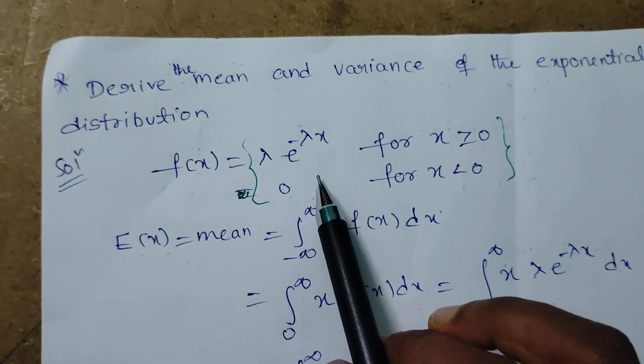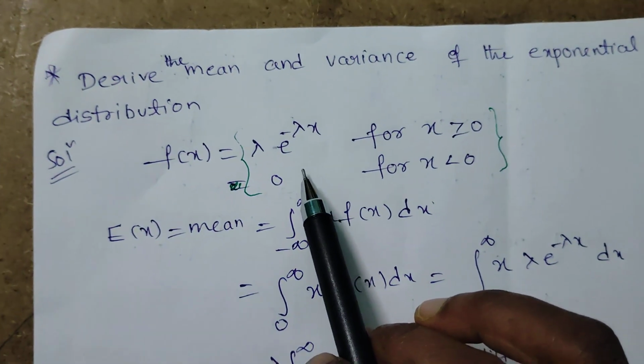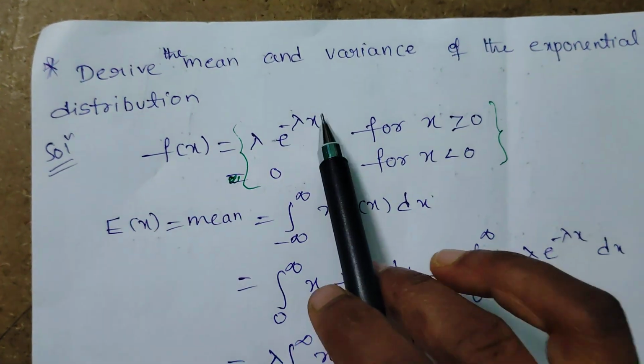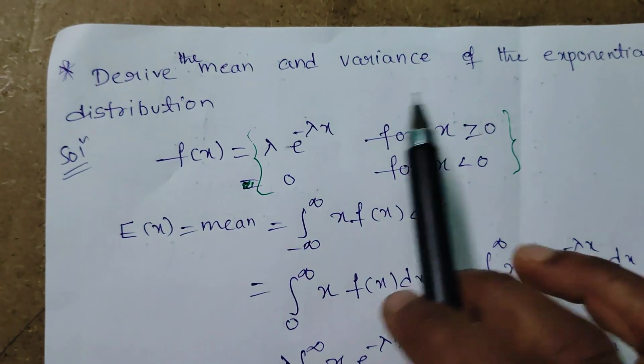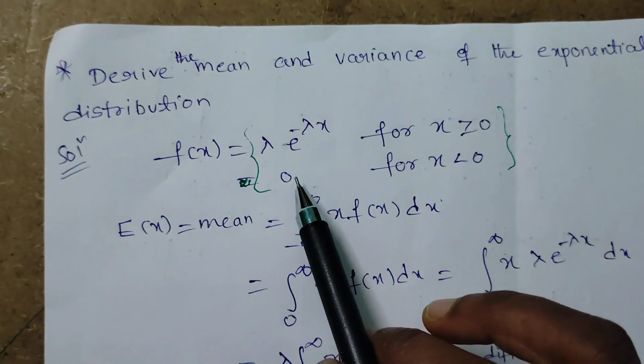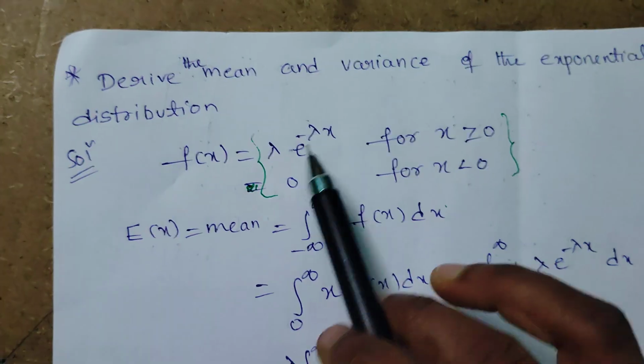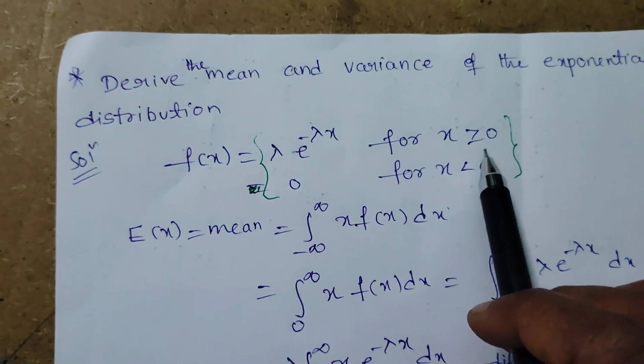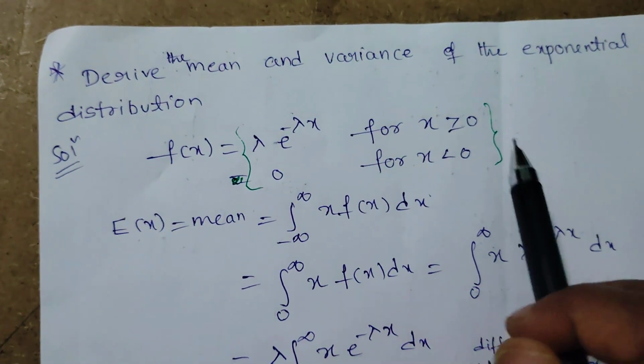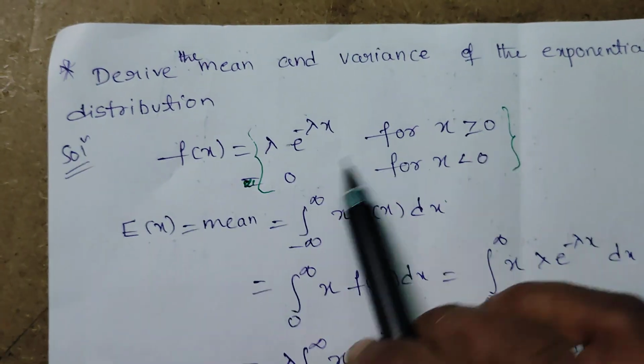In the exponential distribution, the probability density function value is what? Lambda into e power minus lambda x for x greater than or equal to 0. For x less than 0, the function is what? 0. That means we have the function value for x greater than or equal to 0 only, that means 0 to infinity only. For values less than 0, the function value is 0.